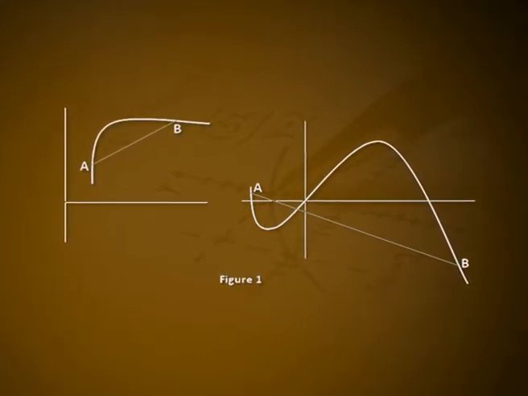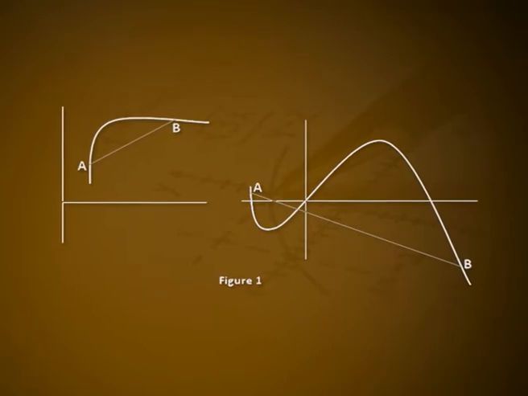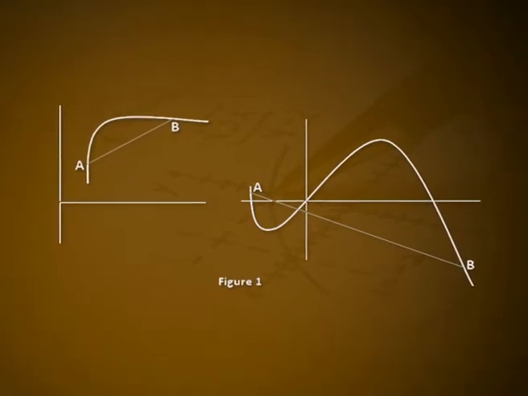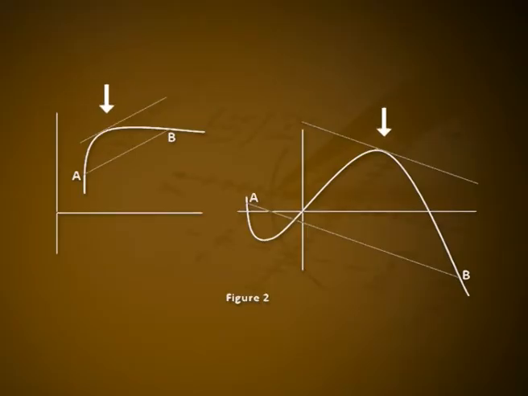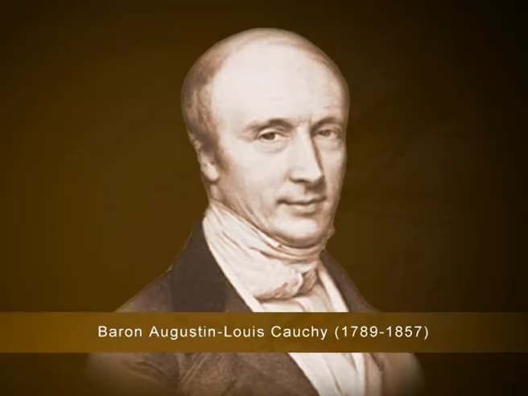Then we can see that there exists a tangent line parallel to the line AB. In other words, there is a point on the curve such that the tangent line at that point has the same slope as the line AB. This intuitive idea is the essence of mean value theorem. The modern generalized form of mean value theorem was stated by Augustin Louis Cauchy.